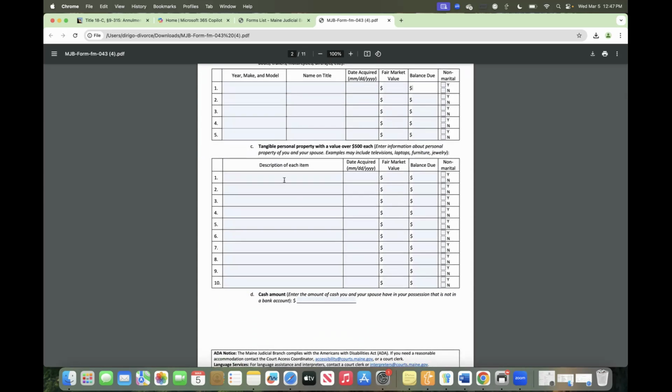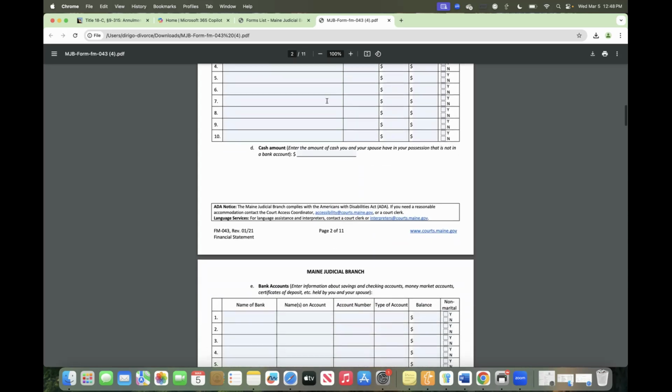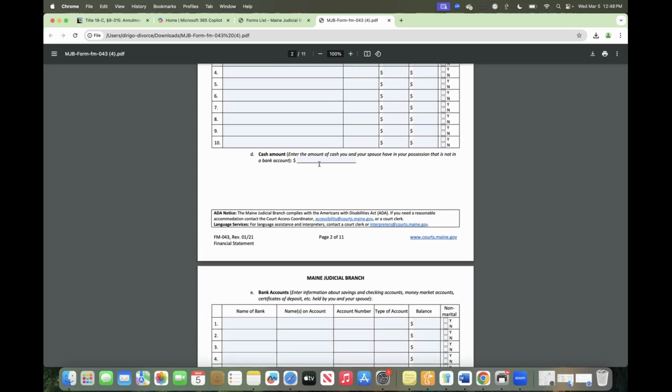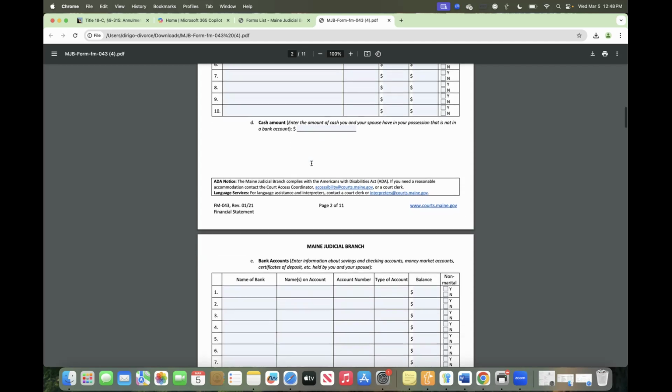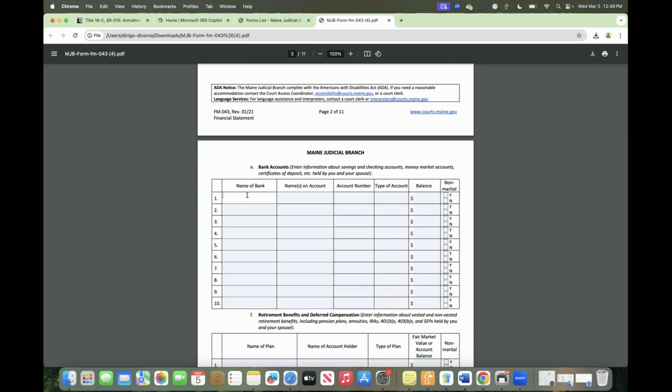Tangible property over 500, so the bigger items of property. The court doesn't really concern itself with smaller, under 500. But that's what you would put down here. Cash amount that you have in your possession that's not in a bank account. So if you have cash in a safe, cash stored under a mattress or something like that. Bank accounts, name of the bank, who's on the account, yourself, you and your spouse. Maybe it's you and your mother, or you and your father, you and your children, whatever it might be. If you're on a bank account, you need to list it here.